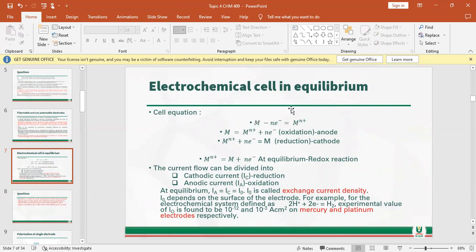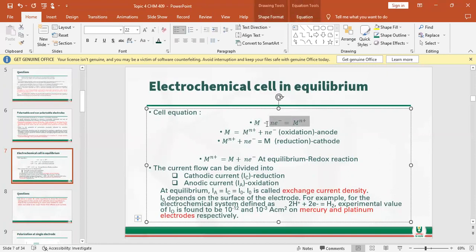The metal loses electrons and becomes positively charged. This reaction can be split into an anodic half reaction and a cathodic half reaction. Remember, when you add the anodic and cathodic half reactions together, you get the overall reaction. So we split this to get both of them. Remember, oxidation occurs at the anode, that means the process where electrons are lost. You can see M loses electrons. And then reduction occurs at the cathode, where electrons are gained. So you can see at equilibrium, a redox reaction.